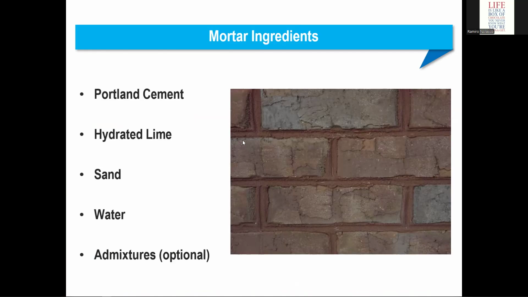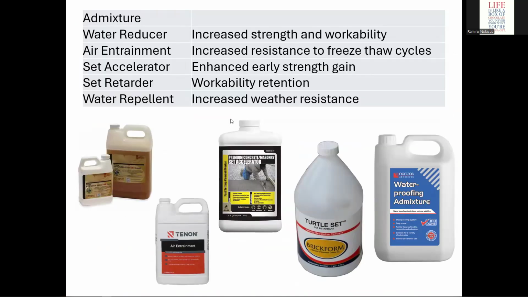What are the ingredients of mortar? Portland cement, hydrated lime, sand, water, and optional admixture. You'll use admixture maybe as a water reducer, to increase the strength and workability of the mortar. As an air entrainment, to increase the resistance to freeze-thaw cycles. Set accelerator, to enhance early strength gain.